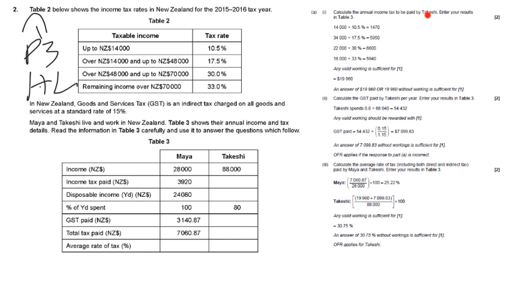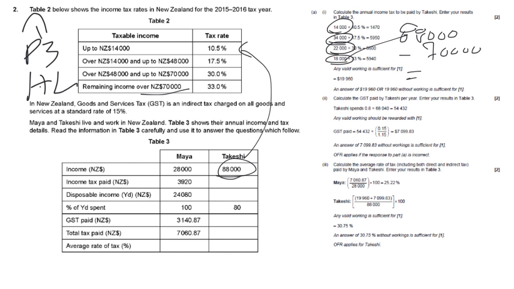So let's take a look at the income. You can see that from Tax Year, the income will be 88,000. So we have to make use of this one. 14,000 to start with, 34,000, 22,000. And the remaining income, over 70,000, that means 88,000 minus 70,000. Then it will be this one. Then you can add all these up, and you will have this answer.